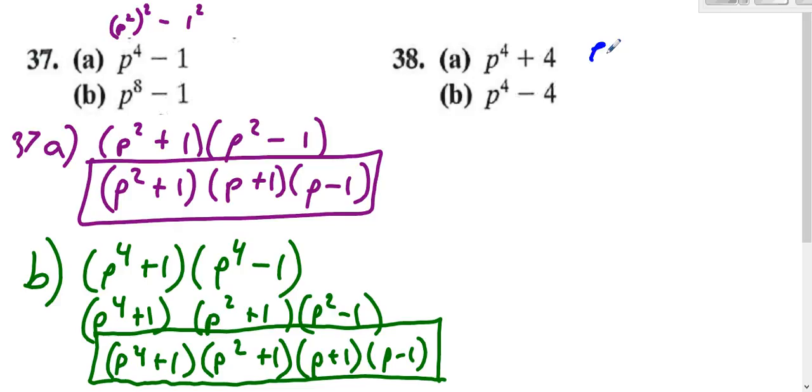A has got a plus sign in between, so it's prime. Because they're squares and not cubes. 38B, you can factor that. P squared plus 2, p squared minus 2. Plus sign, we know we can't factor, but also the 2 is not a perfect square, so we're not going to factor that either.